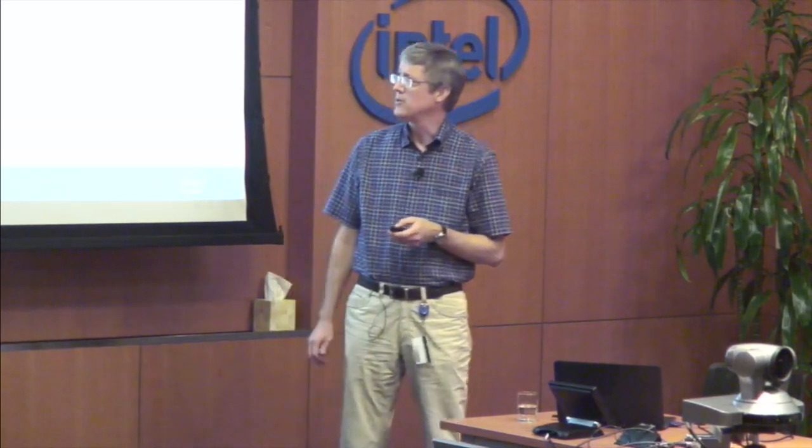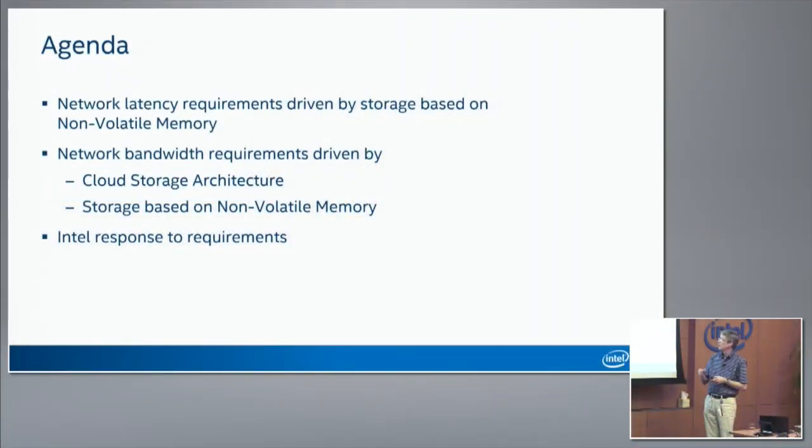Okay, so my agenda is to first spend some time talking about the network latency requirements that Dave kind of introduced a little bit, and what kind of impact those will have when we move storage to non-volatile memory-based storage. And then I want to go a little bit into the network bandwidth requirements that are driven by the cloud storage architecture that Dave showed, and also by the switch to non-volatile memory-based storage. And then a little bit at the end on what is Intel doing in these areas.